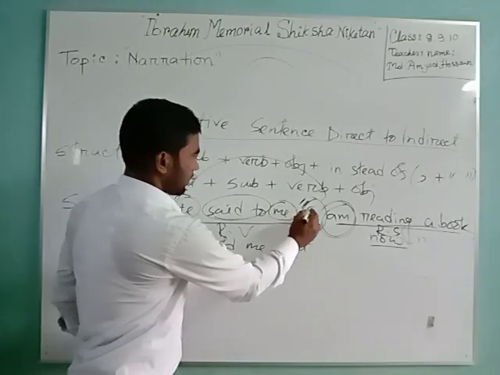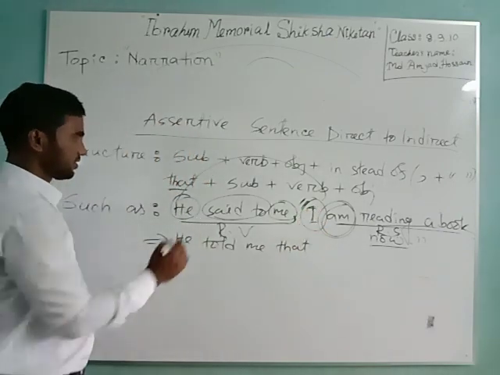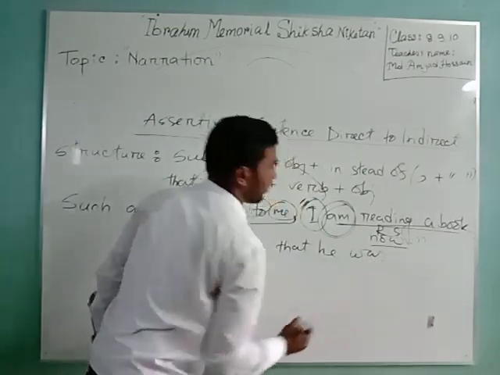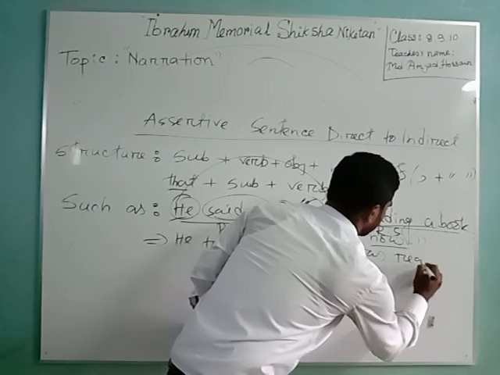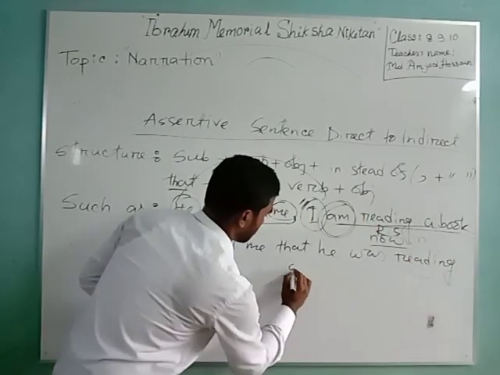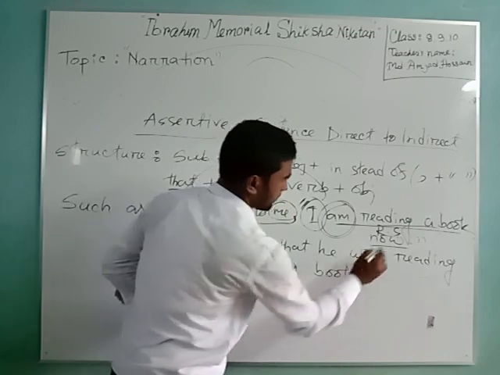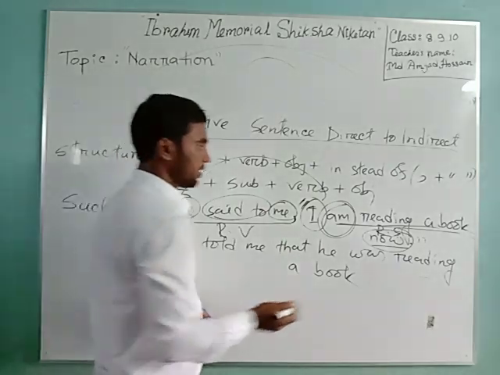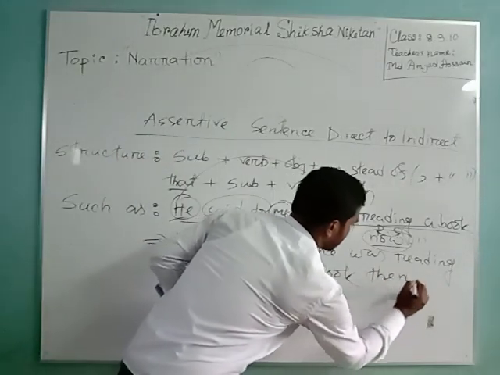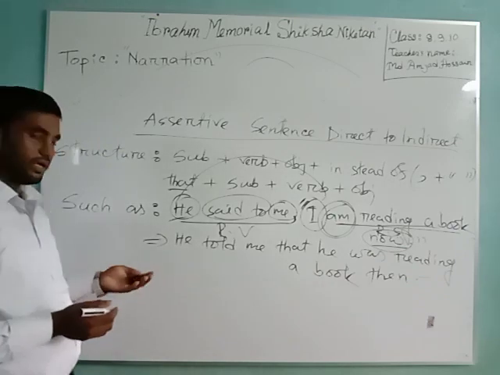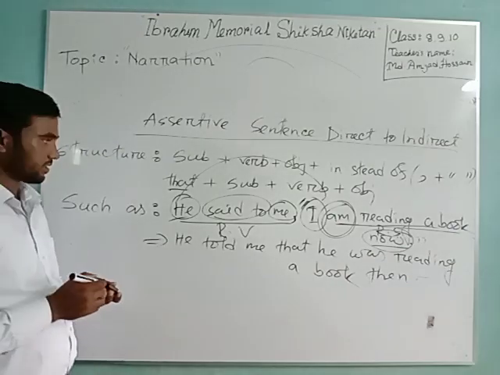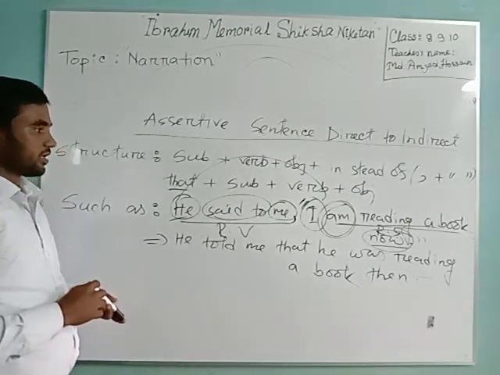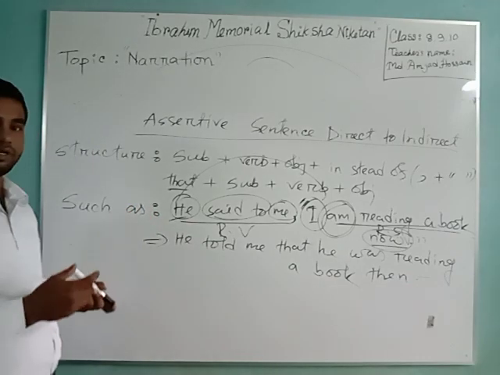So, I, first person, follows the subject he. Am becomes was: he was reading a book. Now here is an adverb, so we will write down the adverb now as then. In this way we have to change assertive sentence, direct to indirect.